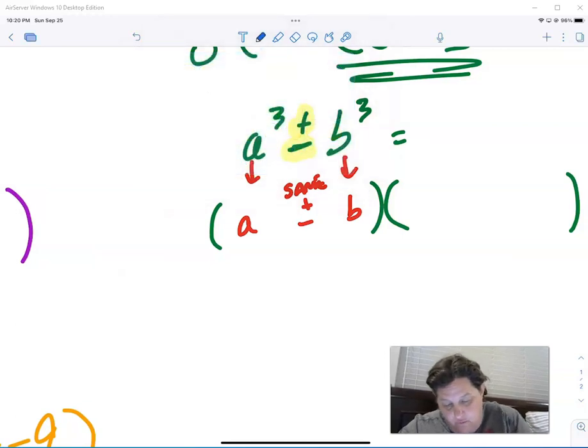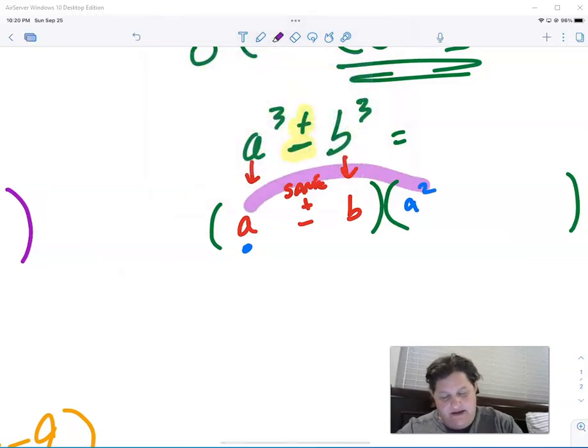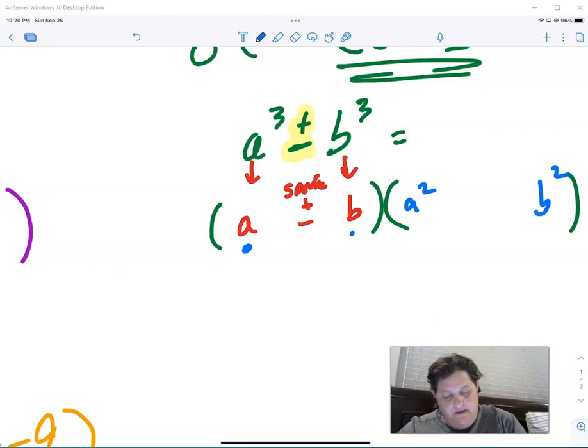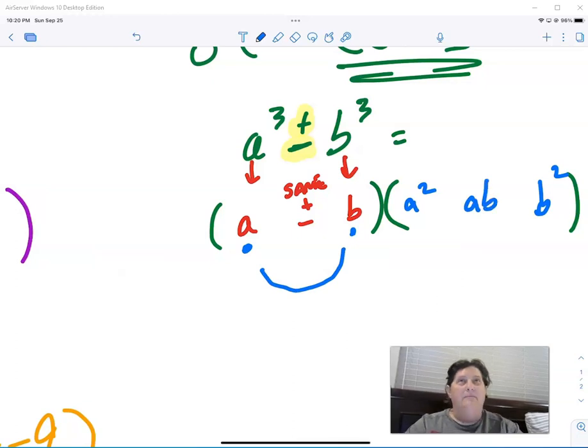Here's how it works. Whatever this one is, you square it. That should make sense because a times a squared is a to the third. Whatever this is, you square it. Again, that should make sense because b times b squared is b to the third. And then in the middle, you multiply a and b. A lot of times I'll do it like this, and I'll make a little smiley face. See how cute it is? Look at that little smile.